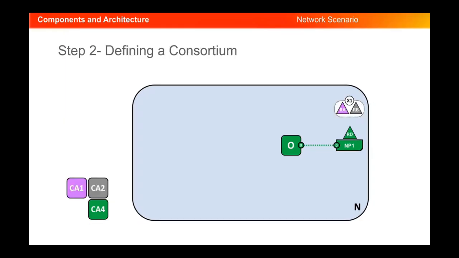As part of the second step, RA and RB, that is organization A and organization B, have come forward to form a consortium. For that, organization A is facilitated by certification authority CA1 to give the certificates to RA, and organization B is facilitated by certification authority 2 to get the certificates.